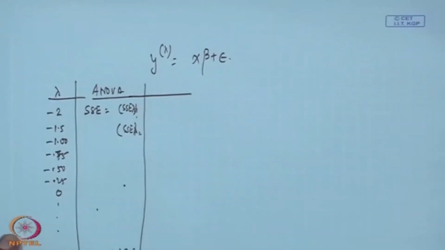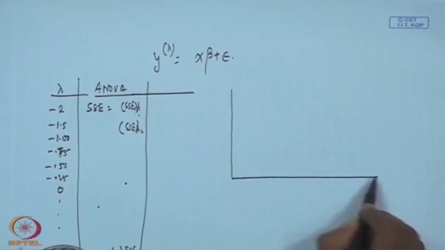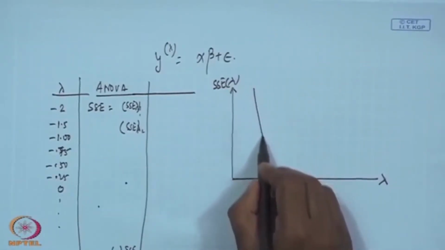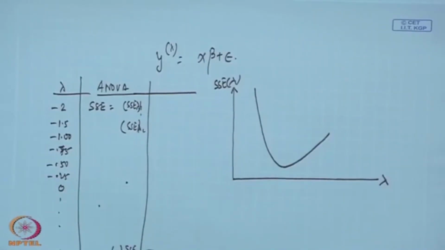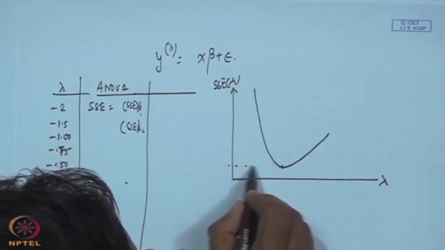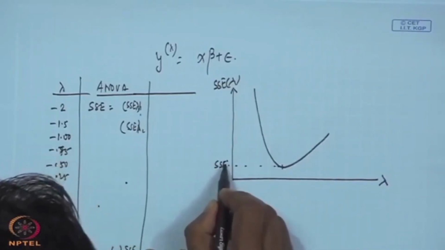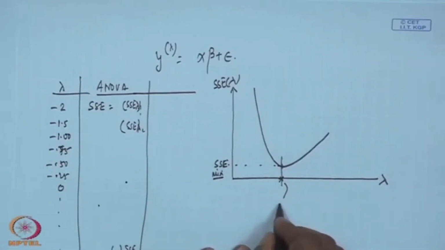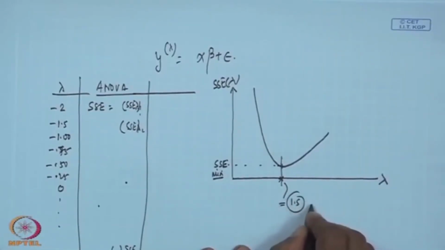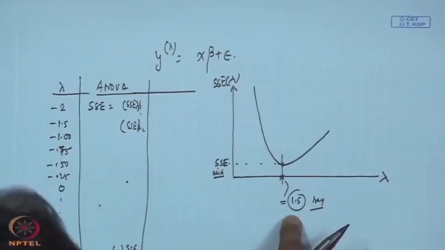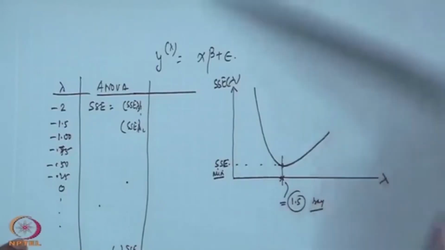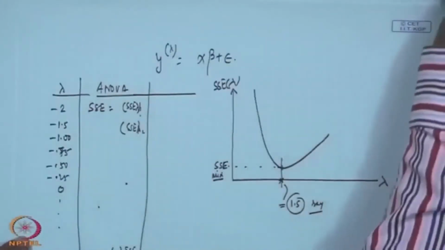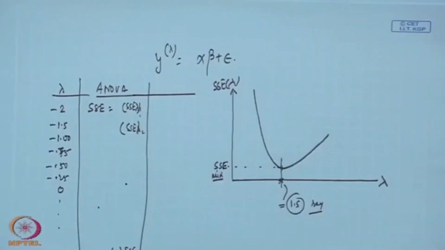Then you plot SSE lambda for every lambda, and you may get a curve like this. So, this is the minimum SSE. So, our lambda is this value, let us suppose 1.5. Then you consider this 1.5, transform each of the y values with this formulation, and go for the regression analysis.